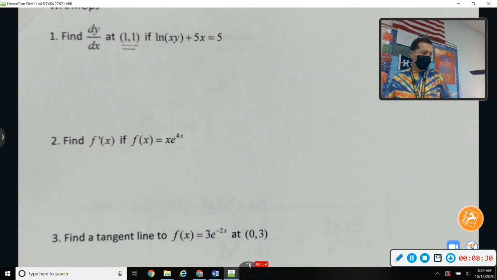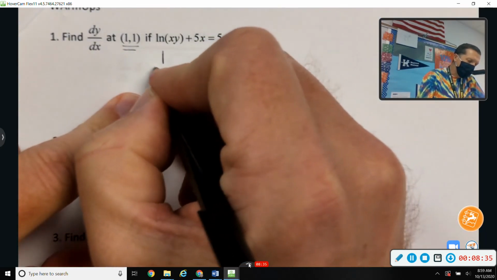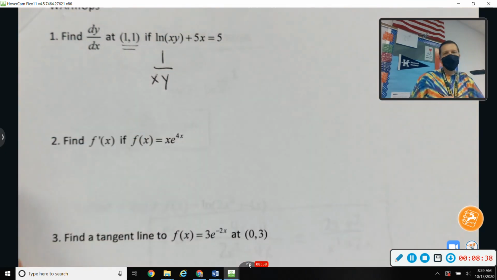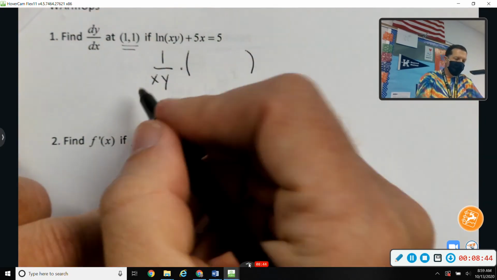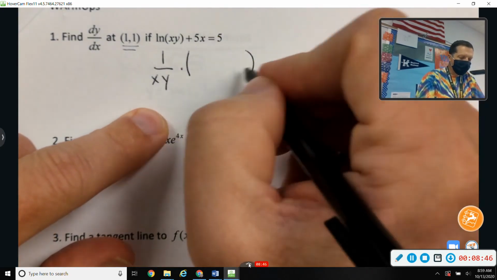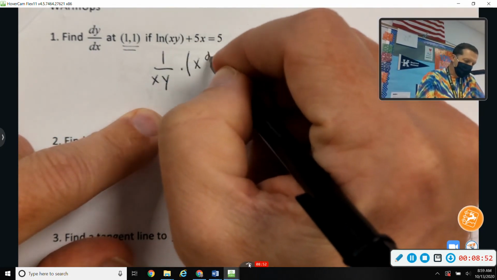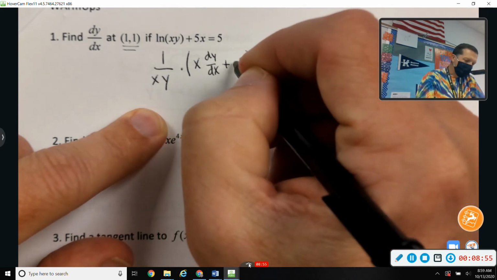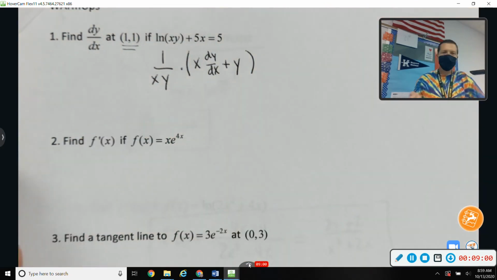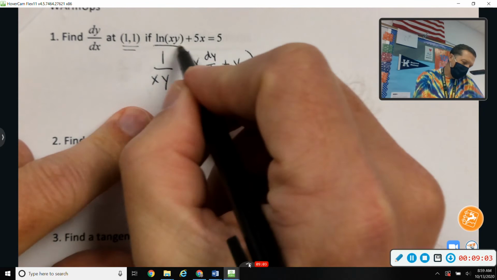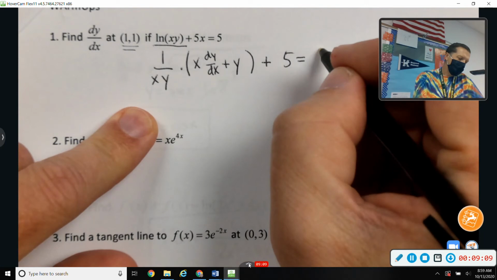Let's find dy dx, and then we'll worry about plugging in the point. Natural log, so that's 1 over whatever we're taking the derivative of, times the derivative of xy. So that would be, here I will do it in place. I saw some of you doing this one in place. The first times derivative of the second plus second times the derivative of the first, but the derivative of x is just 1. So there's that piece. Derivative of 5x would be 5, and derivative of 5 would be 0.